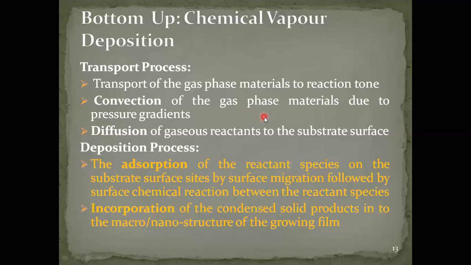Fluid may be liquid or gas. That is what you call convection. So here we are sending the vapor molecules, which means convection, transfer of heat by the movement of the gas, is happening. So convection of the gas molecules is happening due to the pressure gradients. First one, we are passing the gas, so convection is happening. Next one is diffusion.